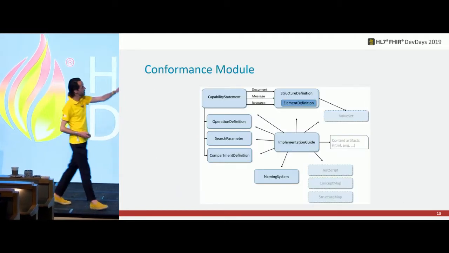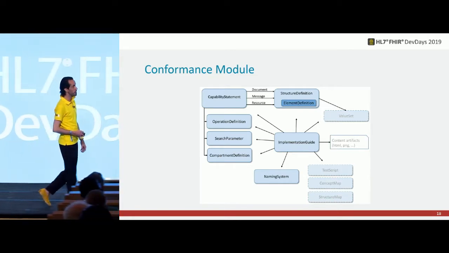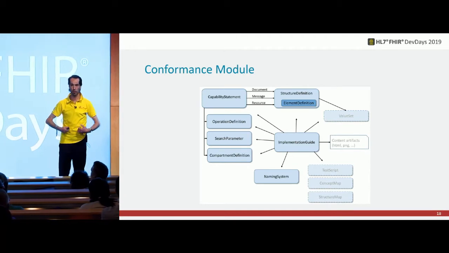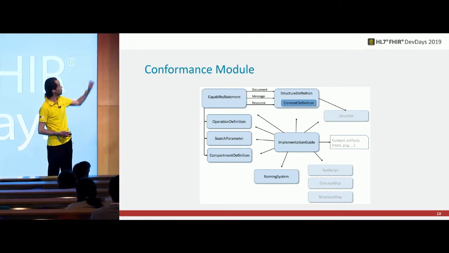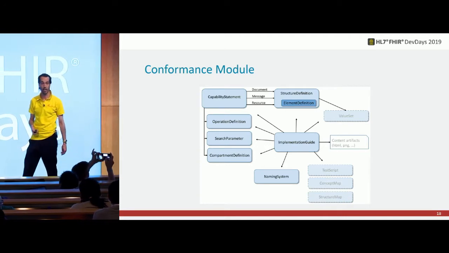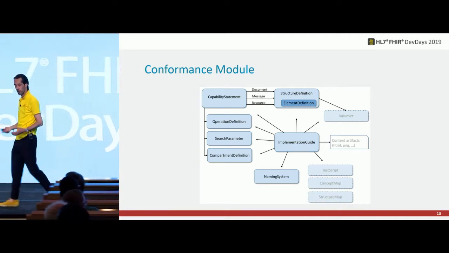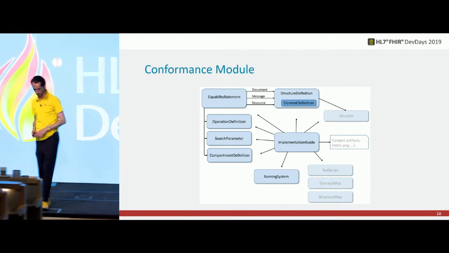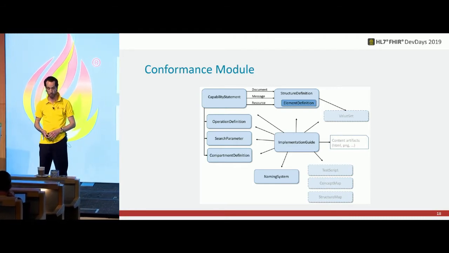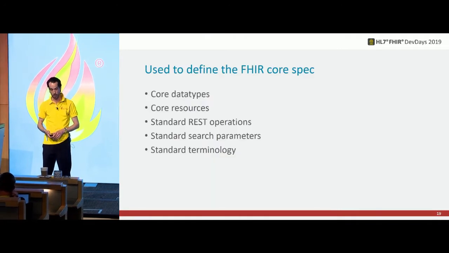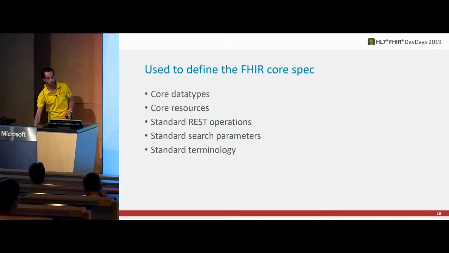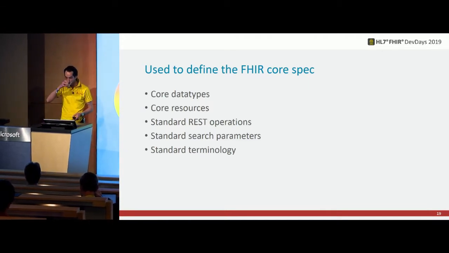Here you can see a little UML diagram I pulled from the FHIR spec, and it shows you how these resources relate. The capability statement is how the server expresses its capabilities. It references all the other resources, and also the implementation guide, which is documentation for the developer. You can find this UML diagram on the FHIR spec in the conformance module. And these resources are actually used by the core spec.